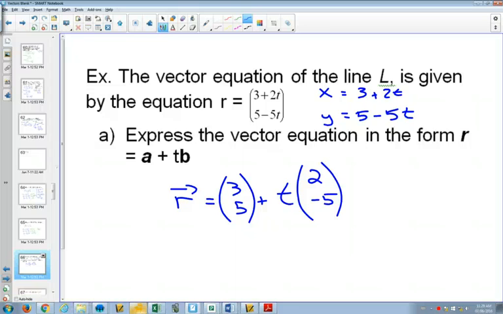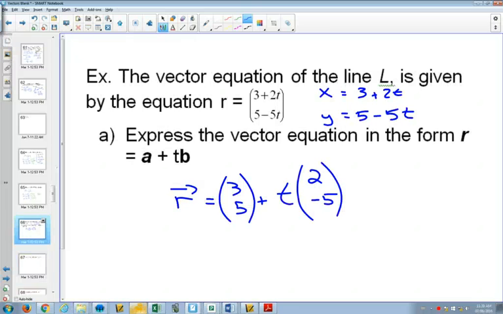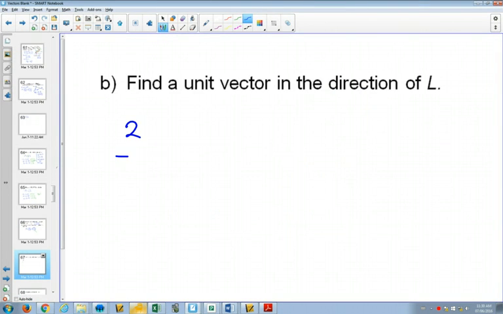Part B, a little bit of review. Do you remember how to find the unit vector? We need to find a unit vector in the same direction as that line. What direction was that line going in? 3, 5 or 2, negative 5? 2, negative 5. So this is our direction vector. So now we know that this is the direction that it's going in.